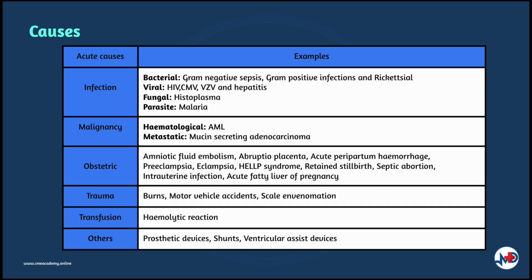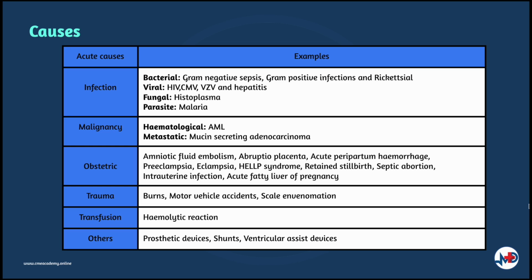For fungal, there is histoplasma, and lastly, parasitic. The example is malaria. The next acute cause is malignancy, and it can be hematological malignancy such as acute myeloid leukemia or metastatic in origin, for instance, mucin-secreting adenocarcinoma. For obstetric-wise, amniotic fluid embolism, abruptio placenta, acute peripartum hemorrhage, preeclampsia, eclampsia, HELLP syndrome, retained stillbirth, septic abortion, intrauterine infection, and acute fatty liver of pregnancy are the causes.